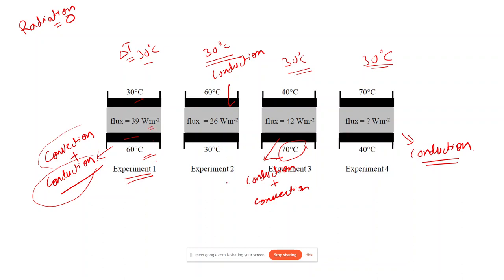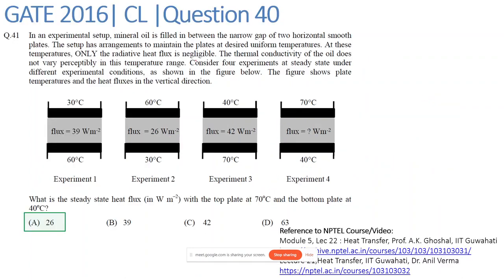Now if we look at experiment 2 and experiment 4, here we will only have conduction, and since delta T is also the same in both the cases, the heat flux will be the same as experiment 2, that is, 26 watt per meter square. So yes, from the given options we can select option A, that is the heat flux will be 26 watt per meter square.